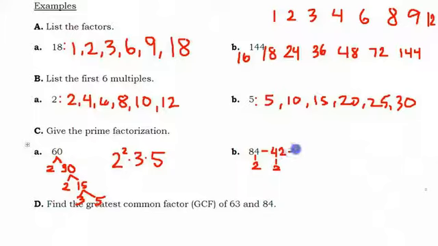2 and 21. 21 is odd, so I cannot factor out a 2, but I can factor out a 3, which leaves me with 7. 7 is prime, so I have my prime factorization. 2 times 2 times 3 times 7. I'll write that 2 squared for my 2 2's times 3 times 7.